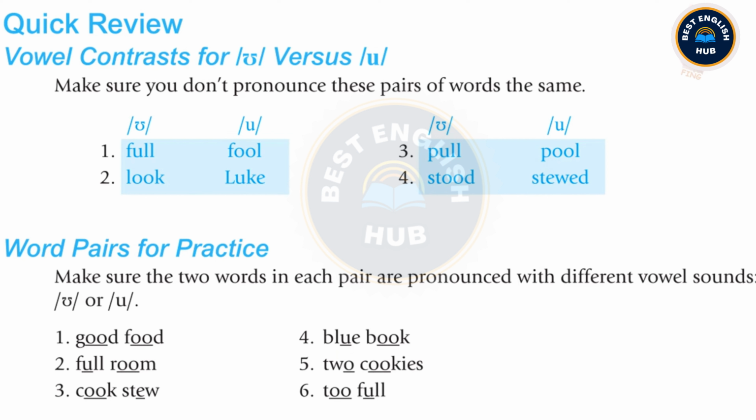Word combinations for /ʊ/ and /u/. Make sure that the two words are pronounced with different vowel sounds. Good food. Full room. Cook stew. Blue book. Two cookies. Too full.